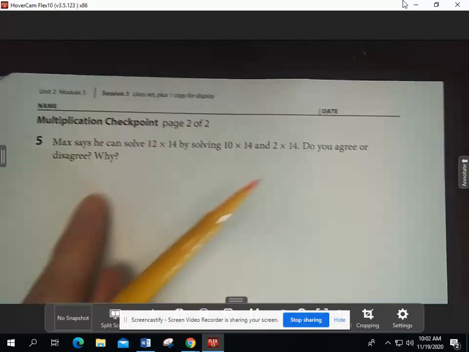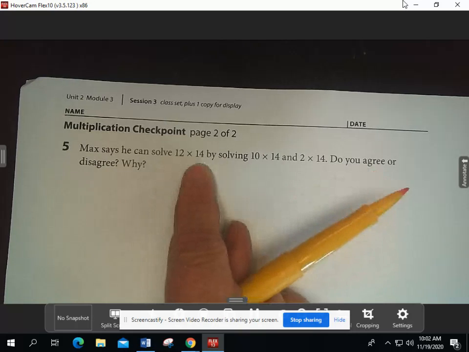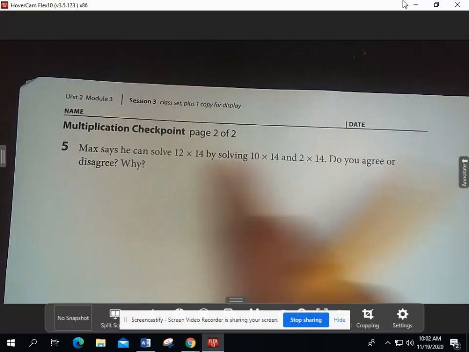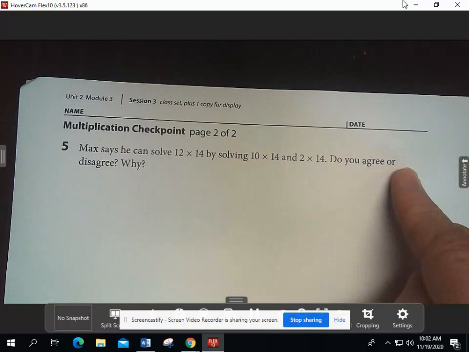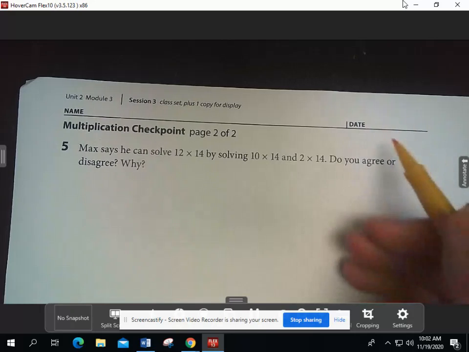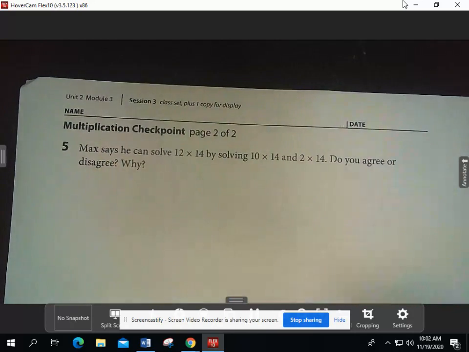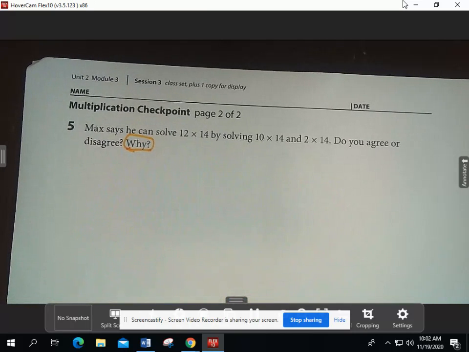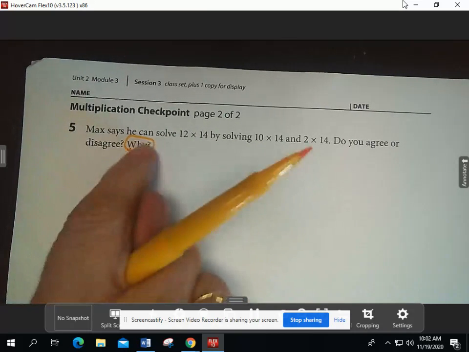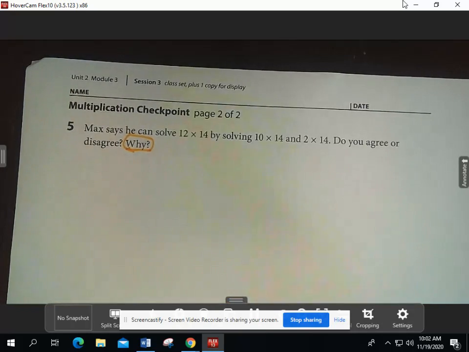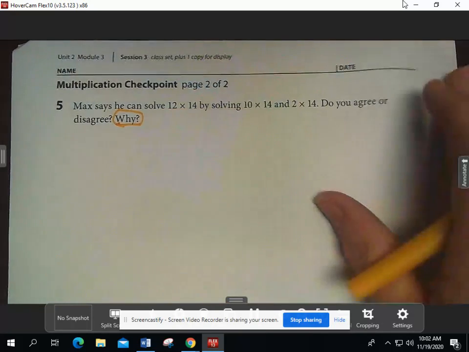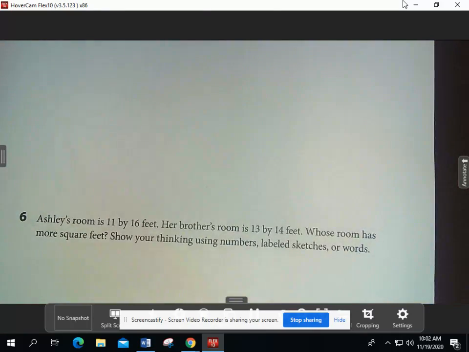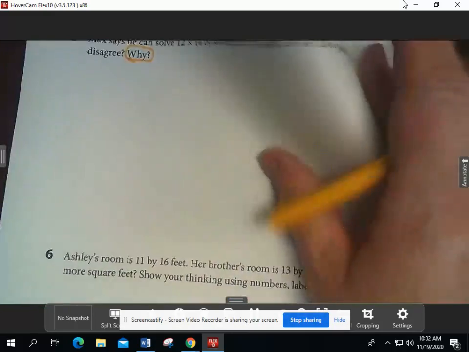Now you are going to show your work. It says here, Max says he can solve 12 by 14 by doing 10 by 14 and 2 by 14. Do you agree or disagree? You have to say you agree or you disagree. Some people, I will accept if you circle agree or disagree, because then you've made a decision. But then there's this 3-letter word that 4th graders don't like. Why? When you answer the why, it helps me understand how well you know this process. If you don't tell me why, I am going to guess that you don't understand. Plus, you get points for showing your work.